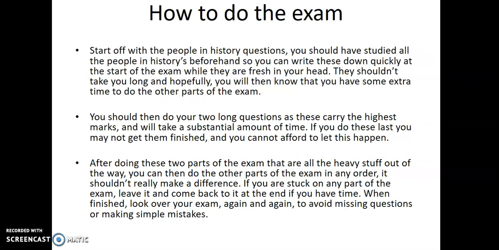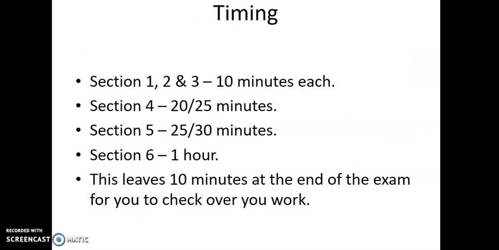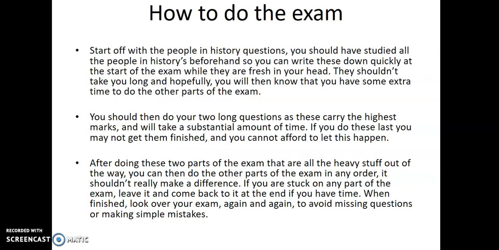After doing these 2 parts of the exam and all the heavy stuff, the stuff that will take the most effort, the most writing and the highest level of your acquired knowledge, that's out of the way, and you can do the other parts of the exam in any order. Because largely, as we said, you're looking at about 10 minutes for each question, so it's not going to take too long and it shouldn't really make a difference. If you're stuck in any part of the exam, leave it and come back to it at the end if you have time. When you're finished, look over your exam again and again to avoid missing questions and making simple mistakes.